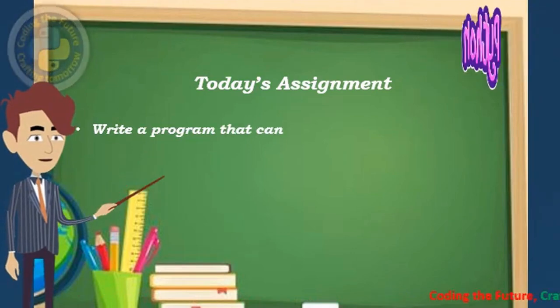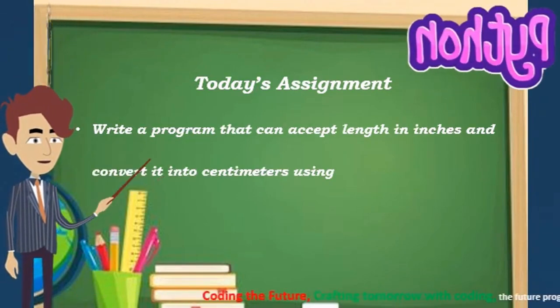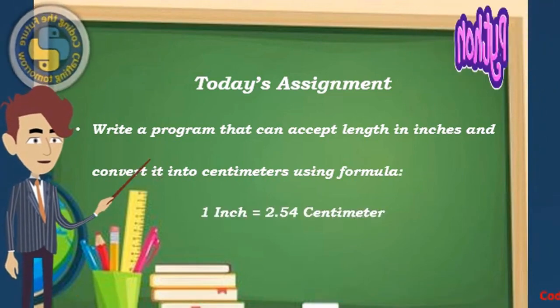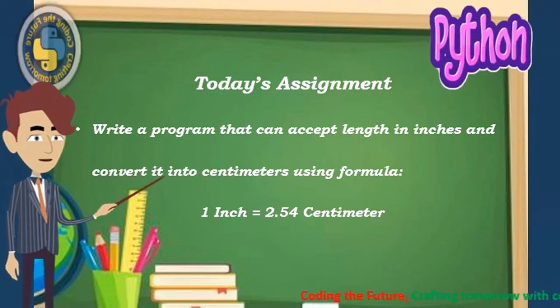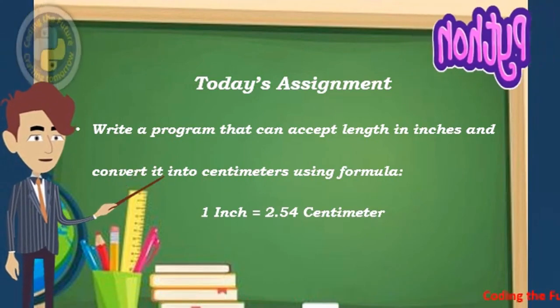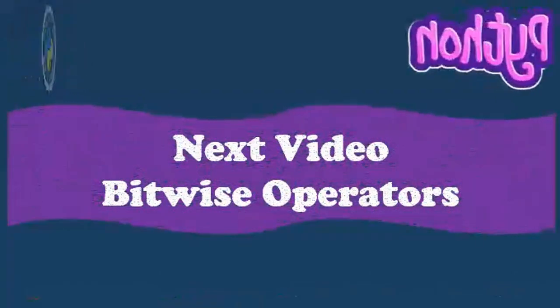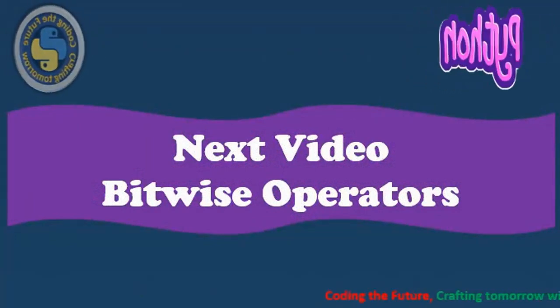Today's assignment: write a program that can accept length in inches and convert it into centimeters using the formula 1 inch = 2.54 centimeters. Our next video will be about bitwise operators.